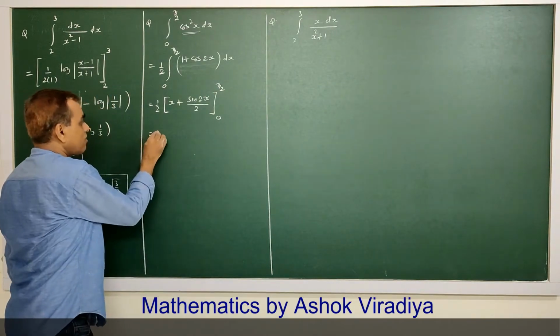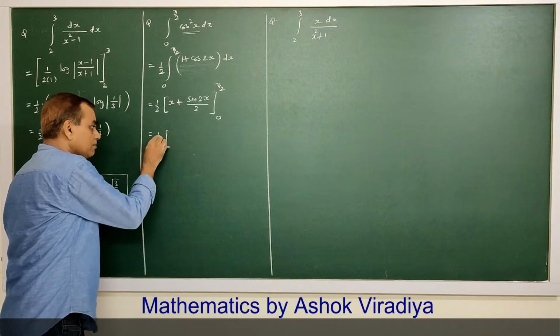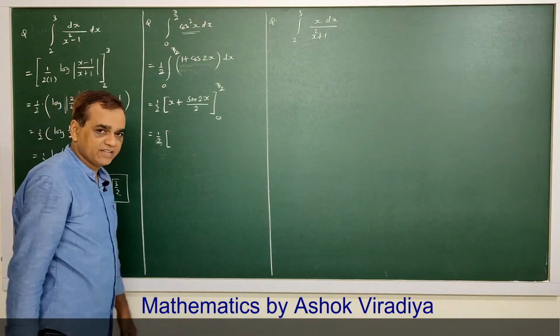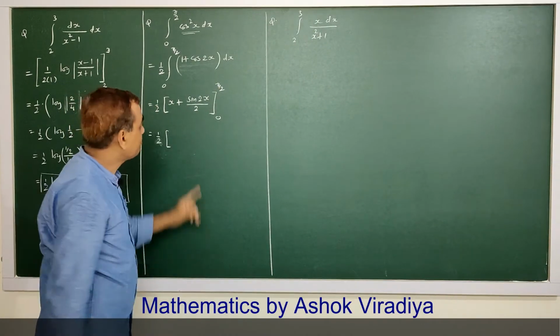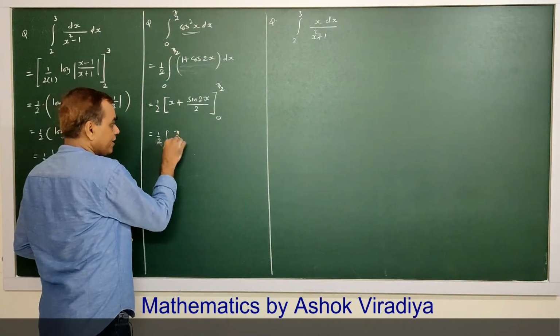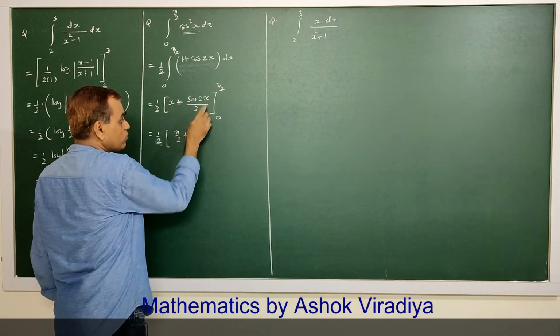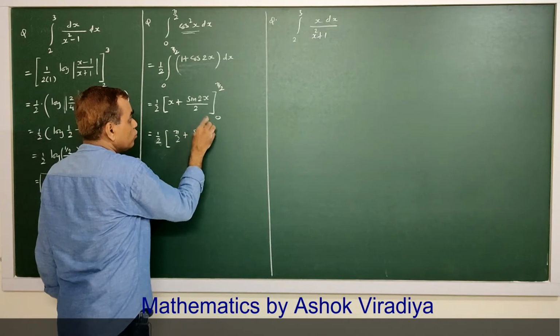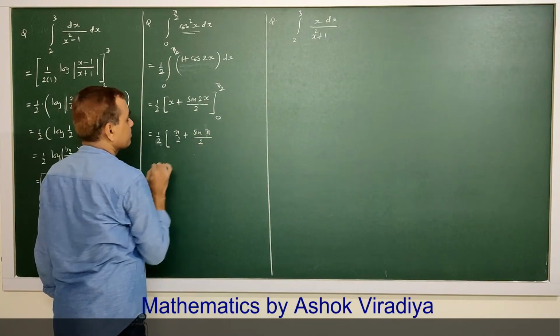That is equal to 1 by 2 times. Now by the fundamental principle of definite integral, upper limit minus lower limit. So put pi by 2: pi by 2 x, pi by 2 plus sin 2 into pi by 2. That is, sin 2 into pi by 2 is pi by 2.